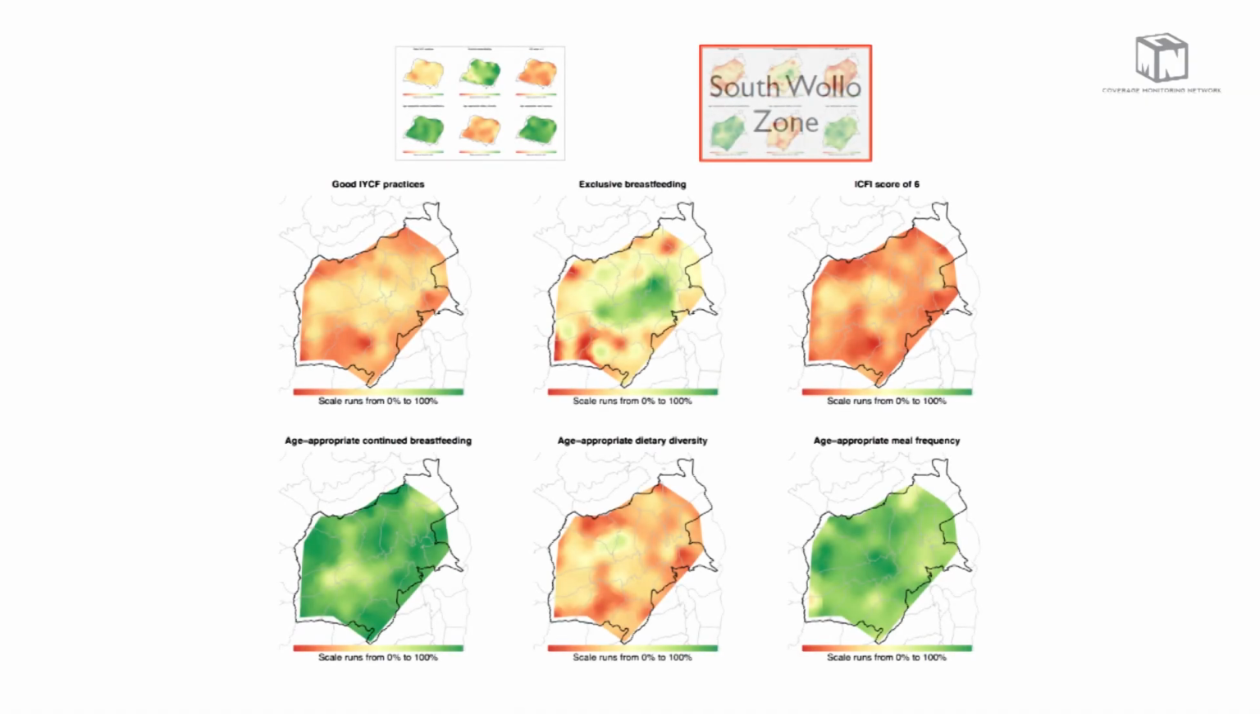Here's that diagnostic map for South Wollo. The main difference is that exclusive breastfeeding is not as good, as you can see. There's that very good green part in the middle of South Wollo, showing bits of green up to spots of dark green. But compared to Wolaita, it's a little bit of a poor overall IYCF practice indicated in this zone.